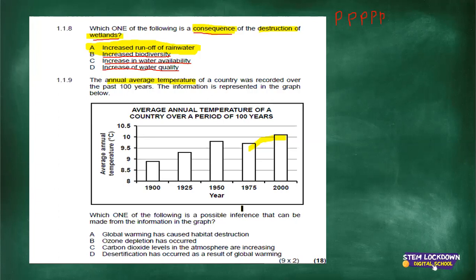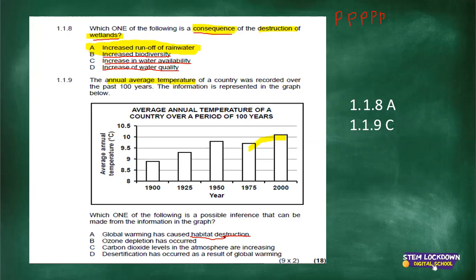Guys, the answer should be based on the graph we are looking at. And the graph we are looking at only tells us about the average temperature and the years. You are not getting any other information on this graph except for temperature. So when we look at temperature, what other issues can we touch on? It certainly will not be global warming has caused habitat destruction. We are eliminating, let me use the red pen for the eliminations. It certainly wouldn't be this answer. Why? Because we are not getting that information from the graph. We can't deduce that much based on the given information.